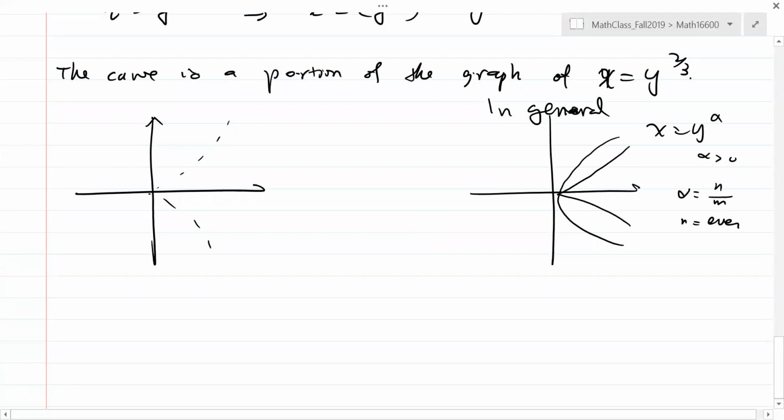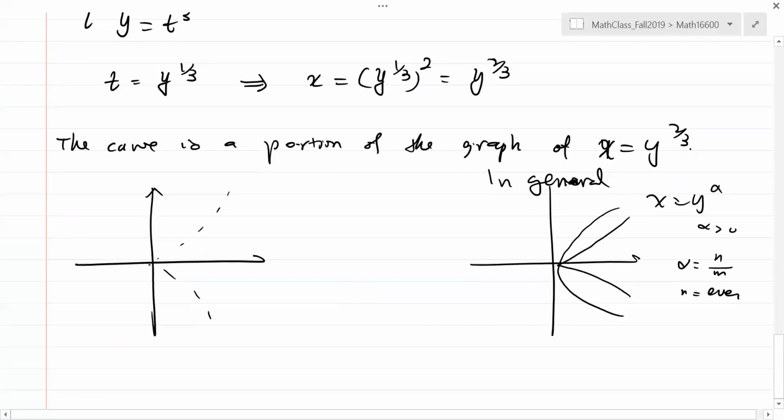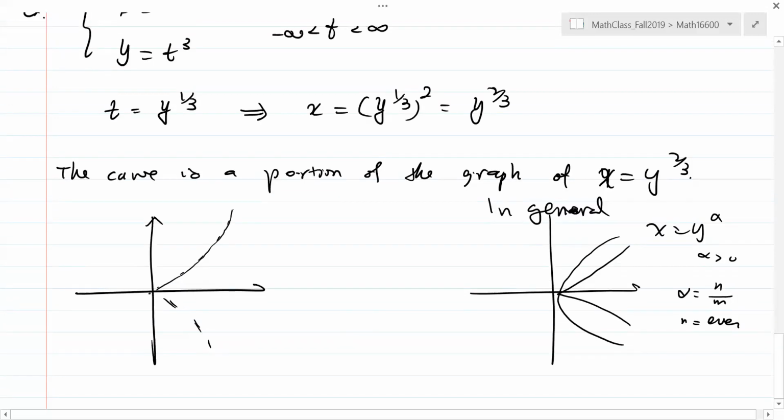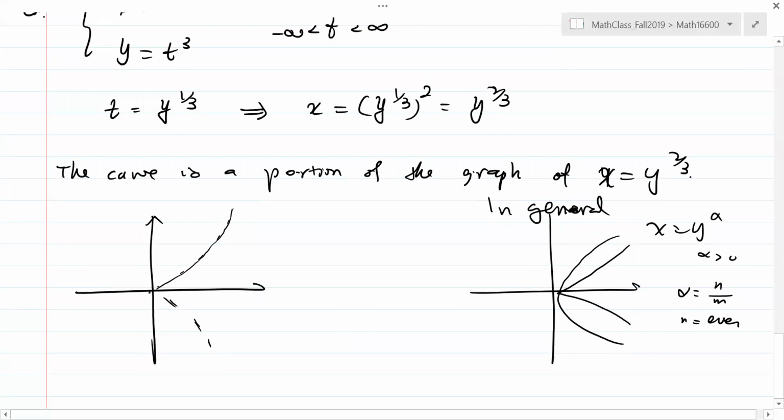Yeah, all right, so we know the graph looks like that, okay? The question is, does it occupy the whole graph? Does the curve occupy the whole graph, or does it have a starting point, an end point, somewhere, okay?